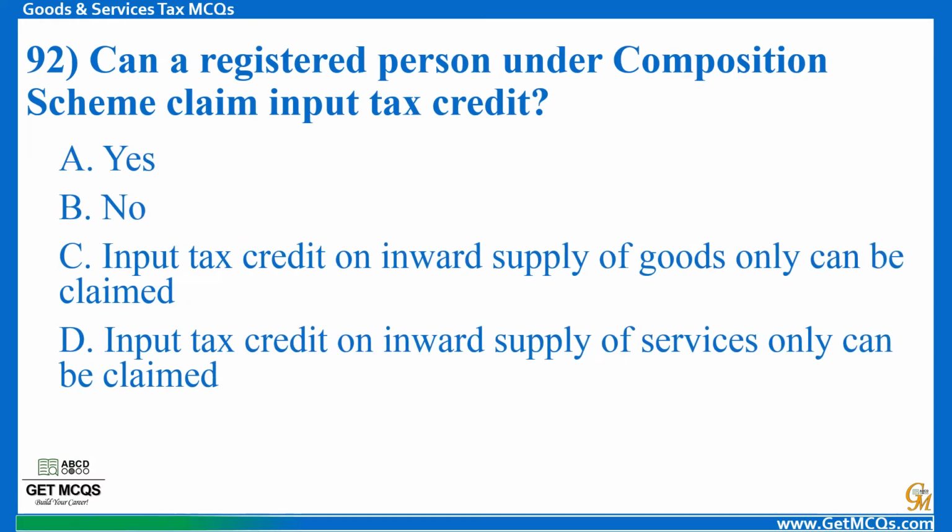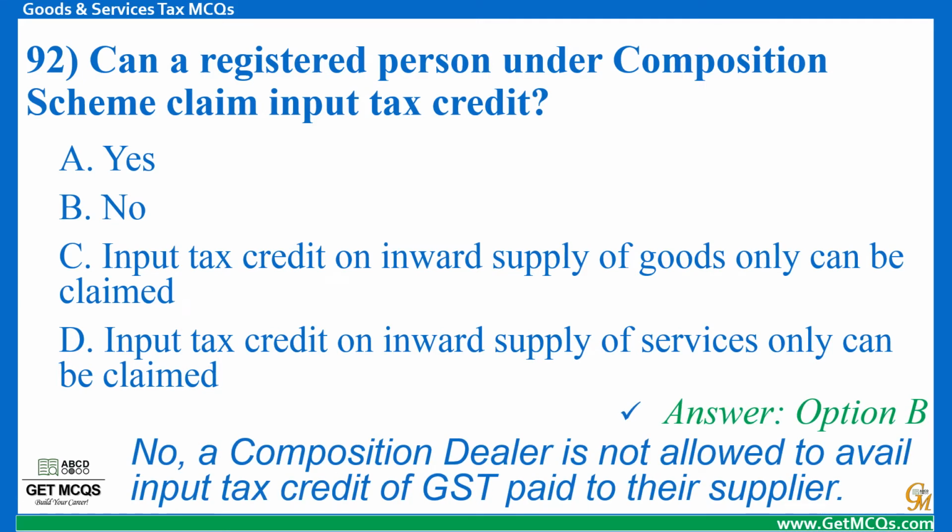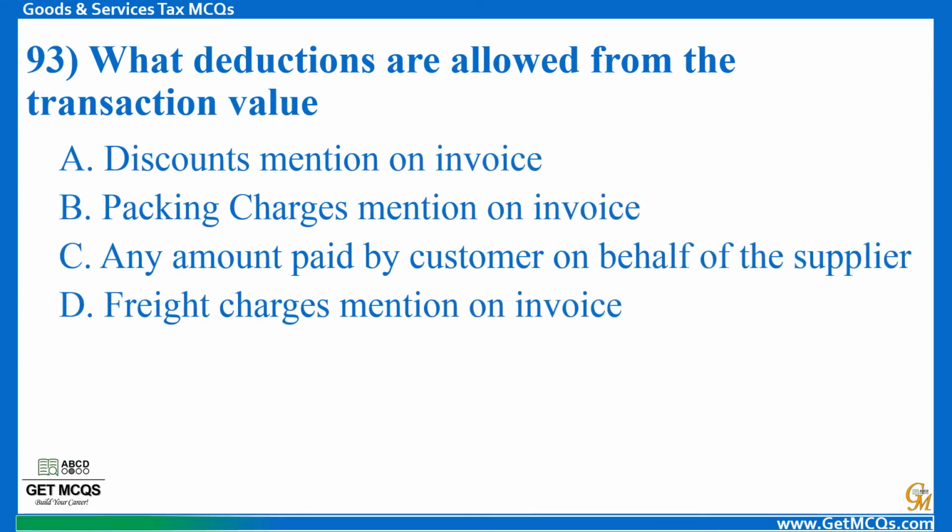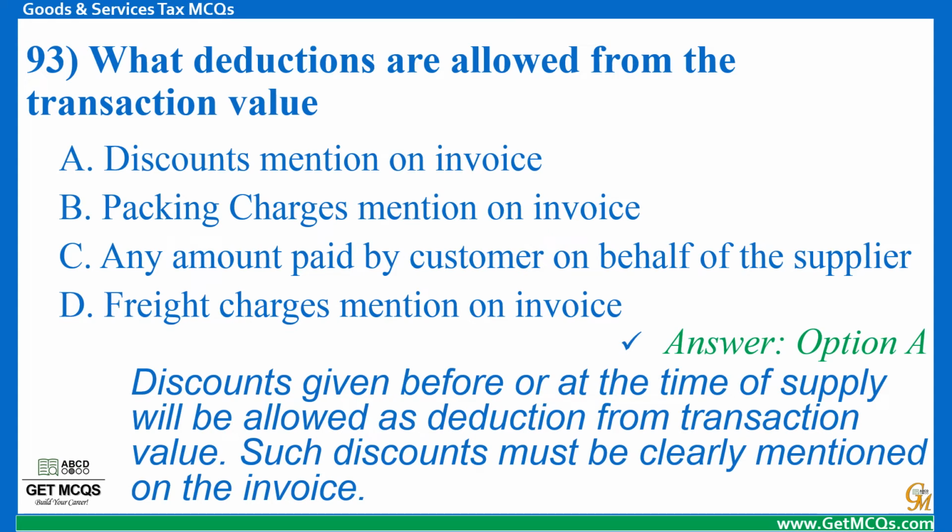92. Can a registered person under composition scheme claim input tax credit? Answer: Option B. No, a composition dealer is not allowed to avail input tax credit of GST paid to their supplier. 93. What deductions are allowed from the transaction value? Answer: Option A. Discounts given before or at the time of supply will be allowed as deduction from transaction value. Such discounts must be clearly mentioned on the invoice.